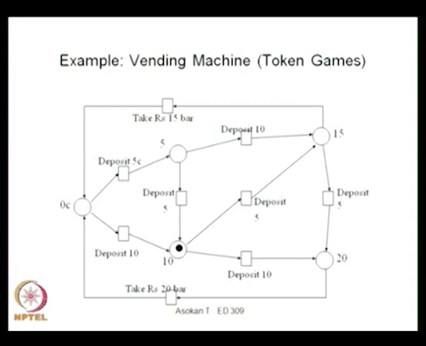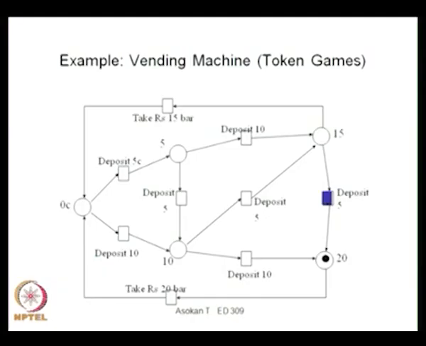So if you deposit 5, you can get a 15 rupees snack, or if you go for a 10, then you can take a 20 rupees snack. Here another 5 is given, so the 15 place now has a value, or that status has reached. So there is an option of taking the 15 rupees bar, so you can activate this transition of 15 rupees. Or you can deposit another 5 and take the 20.